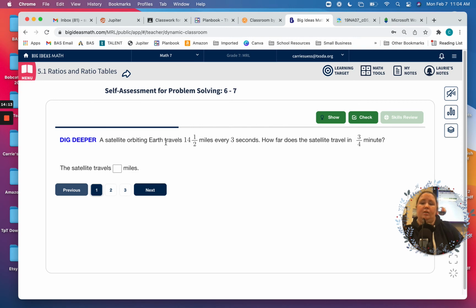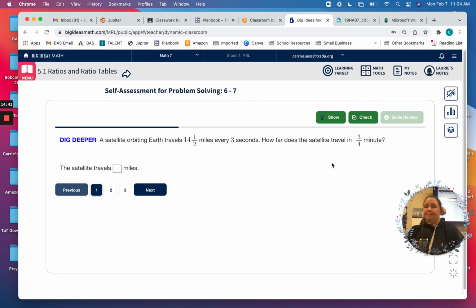A satellite orbiting Earth travels 14.5 miles every 3 seconds. How far does it travel in 3/4 a minute? Notice this is minutes, this is seconds. You got to pay attention to that. So how do I make this into seconds? Divide by what? 60. So what's 3/4 divided by 60?